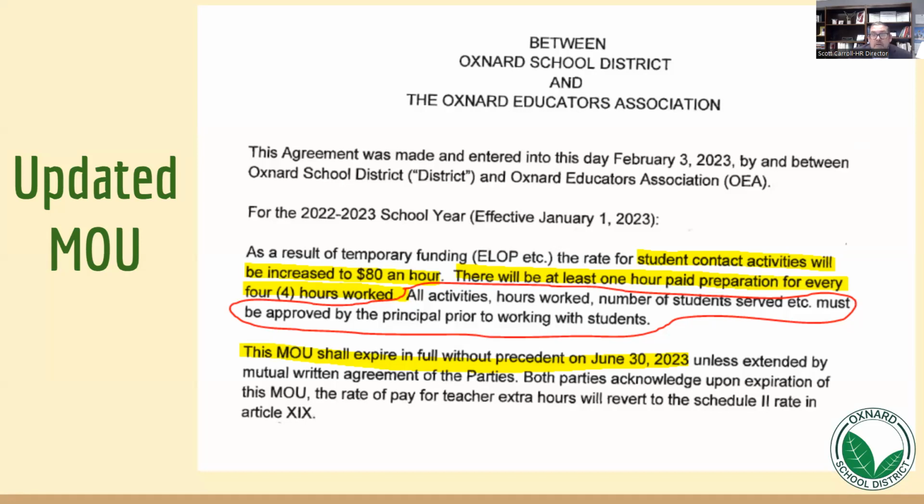Also, in addition to the $80 an hour, for every 4 hours worked, there is another 1 hour of compensation for planning time, which is also paid at the $80 rate. So you're going to see what that looks like. And hopefully we can go through some quick guidelines here to help you out with that process.